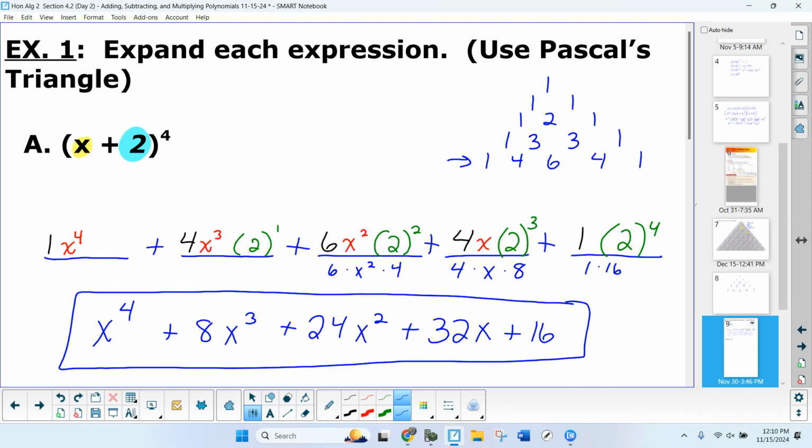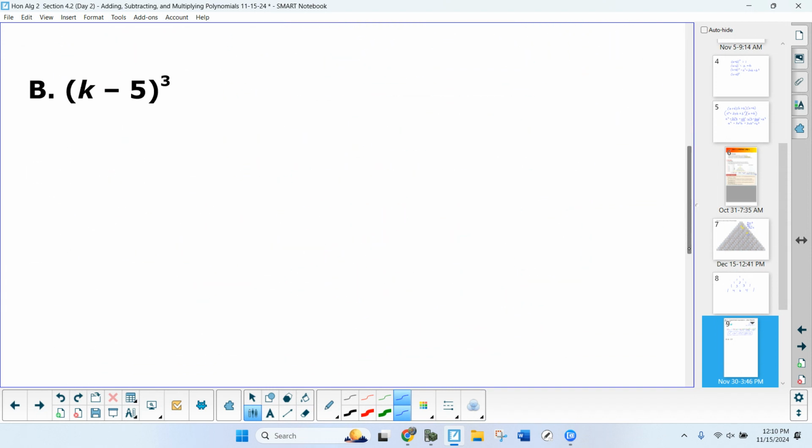I love, this is called binomial expansion. You're taking this binomial and you're expanding it, but we're using Pascal's triangle to do it. I think that's pretty cool. All right, what's going to make this one a smidge harder? Minus sign. Okay, well, let's see.